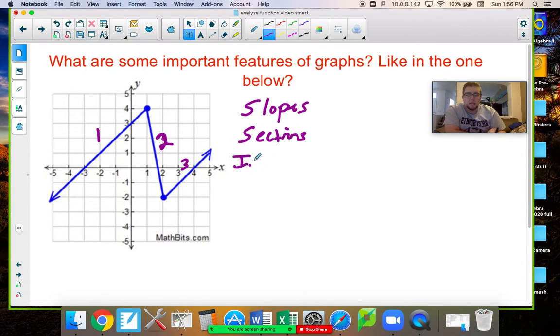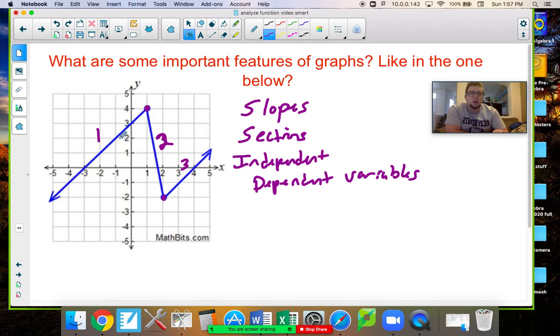We want to look at the independent and the dependent variables. We want to look at these 2 points right here, this one and this one. They're called inflection points. It's where the slopes change. So we've got this constant slope, we're doing good. Then right here, all of a sudden, it changes. And then at this point, it changes again. So inflection points: slopes change.